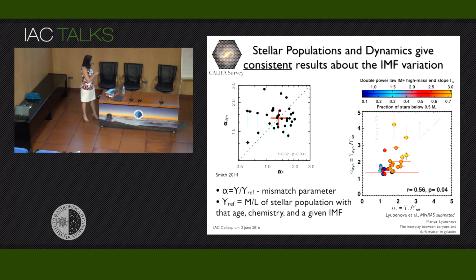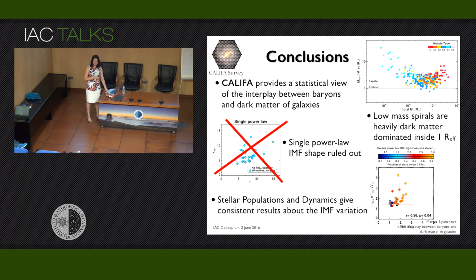So of course these departures here from the 1-to-1 line might be due to an increased fraction of dark matter, and this we are investigating now with the Schwarzschild dynamical model, where we include various profiles and see whether we'll be able to get better fits. But at the moment this test tells us that we obtain consistent results about the varying IMF between dynamics and stellar populations. And this is actually where I'd like to conclude.